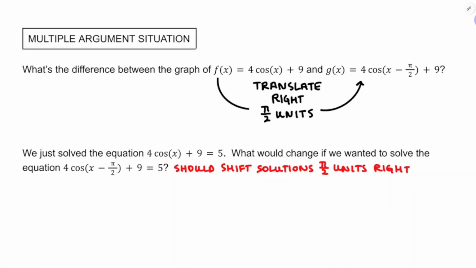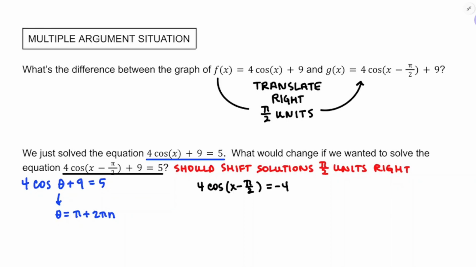So when we solved the original equation, we said, I'll call it theta, 4 cosine theta plus 9 equals 5, and that gave us theta equals pi plus 2 pi n. Now, if I go to solve this new equation, I just proceed as usual and isolate the cosine. I'll end up with cosine of this x minus pi over 2 equals negative 1. Well, now this x minus pi over 2 is just my new theta. And so I could just say, well, x minus pi over 2, that's theta, needs to equal pi plus 2 pi n.